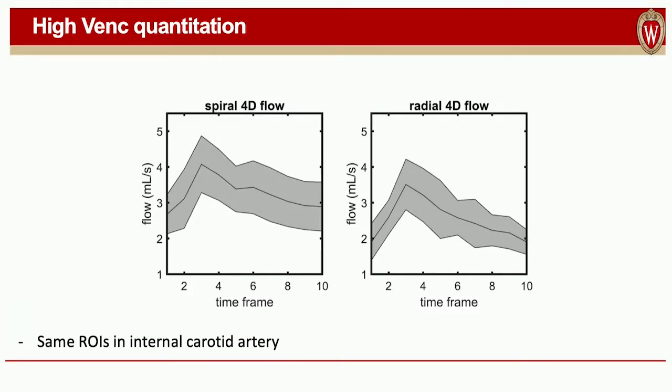And if we quantify flow along the internal carotid artery, if we look closely at the radial images, there is an apparent underestimation of flow, but this is due to the fact that we kept the same region. We use the same region of interest for both scans, so because of the blurring effects, again, it seems that you get an apparent underestimation of blood flow. However, for the high Venc scan, it seems that it's best to use a radial readout, because you will have shorter readouts, and for the vessel sizes that we are imaging here, you still get good blood flow profiles.